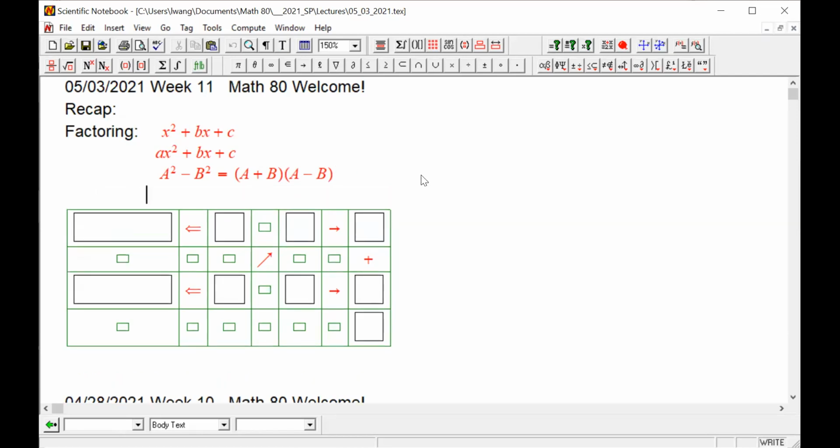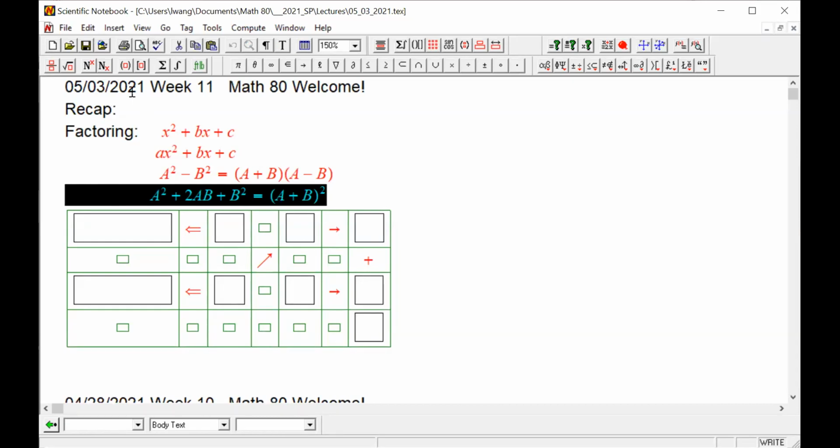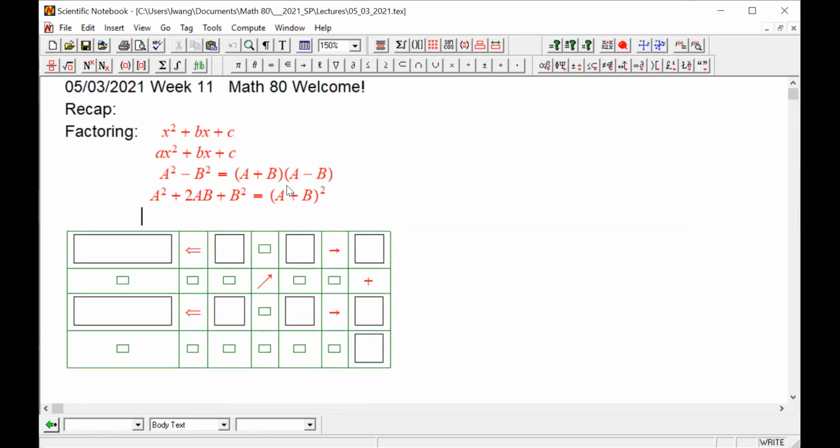And there are also these perfect squares: a squared plus 2ab plus b squared equals a plus b squared. And of course, the other special formula will be a minus b squared. So I'm going to combine these two into plus minus.